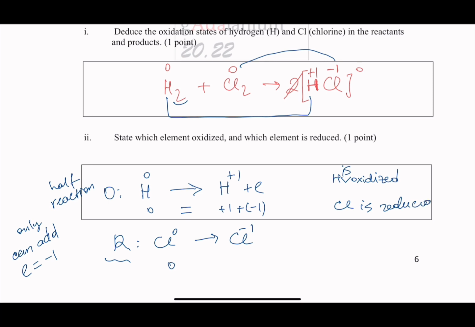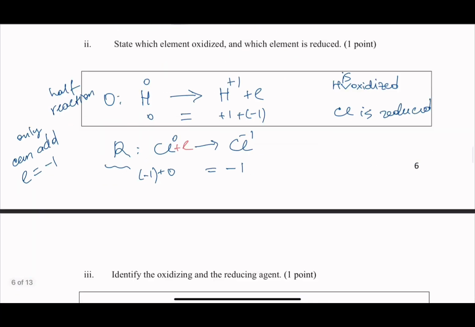Now let's complete the half reaction. We do charge balance 0, -1. In order to make both sides equal, we need to add -1 on this side, which will make both sides equal, and that means adding 1 electron. Now the half reactions are complete.